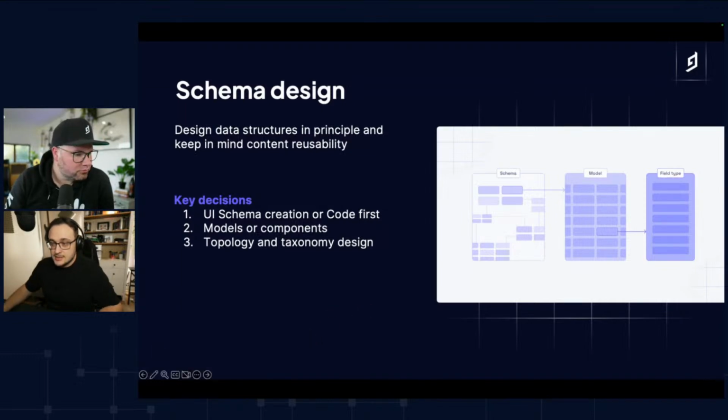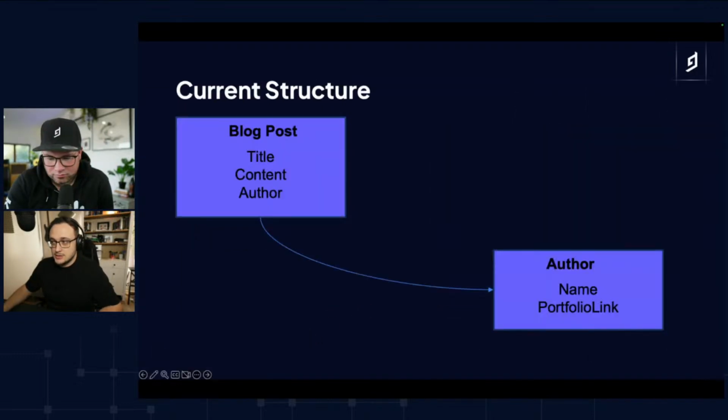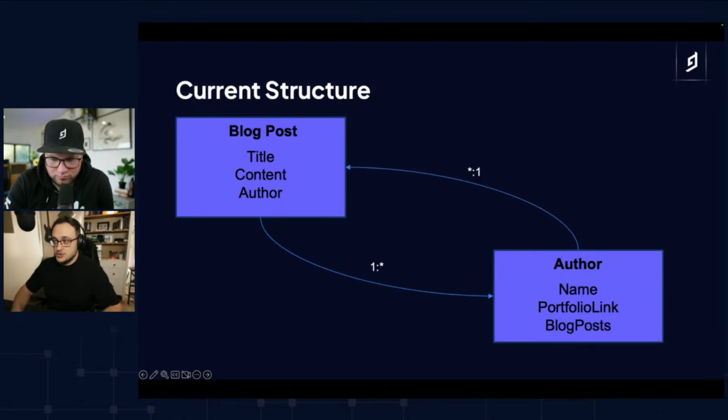So with that, since we already know what we're building, we have that current structure, and we essentially want to change it to have a two-way reference, and we're going to add the blog post collection in the author. Let's go and see that in action.